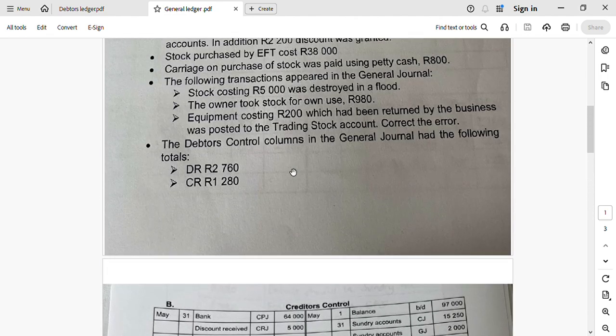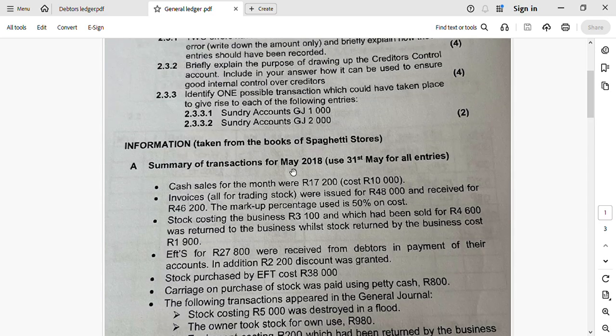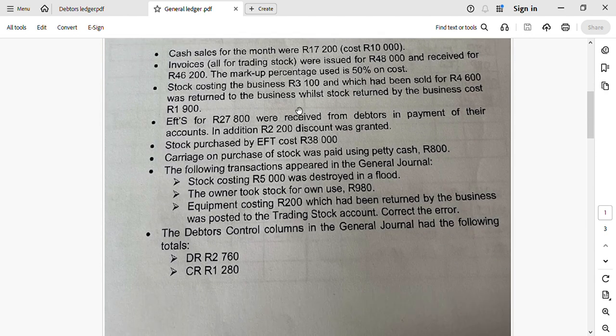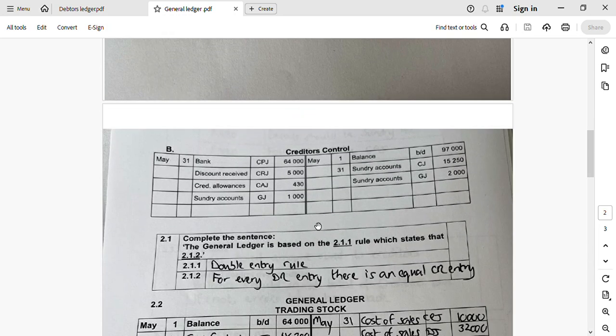Okay, then if you have a look up here, the second part of this question, they ask you to refer to the creditors control account and answer the questions. First thing you have to answer here is find two errors in the creditors control account. Okay, so if you have a look at this creditors control account, let's just go through some background info quickly. Creditors control is a liability, so it's minus plus. You need to scan through here and see if you can see anything that's wrong.